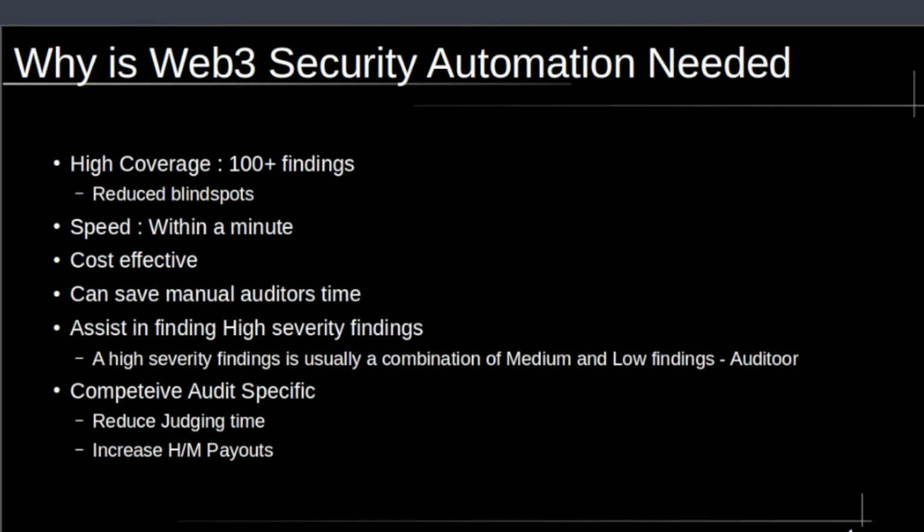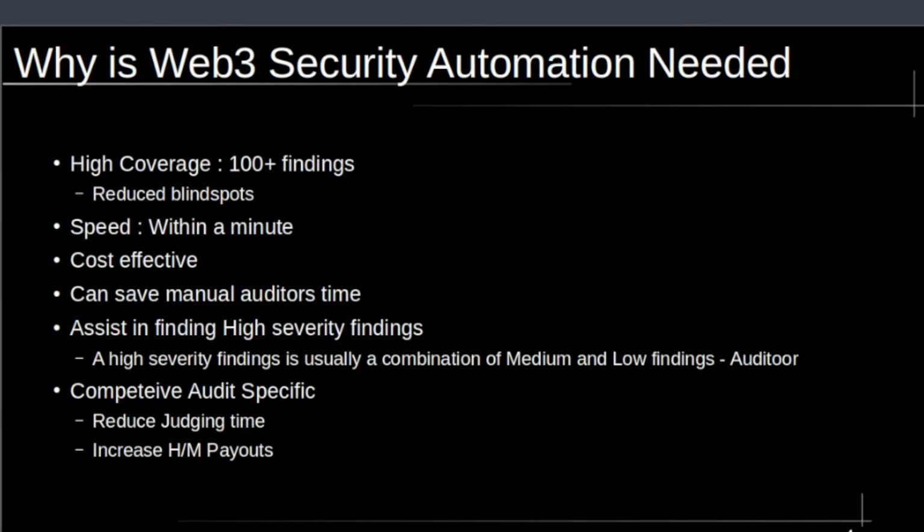Okay, so why is Web3 security automation needed? Why is it necessary? In my opinion, the number one advantage of Web3 security automation is its coverage. Because with automation, you have the potential to scan thousands of code bases for thousands of different issues at the same time, which isn't the kind of coverage you can necessarily get as a manual auditor, because you can only look at one particular code base at any given time, and you don't have thousands of different vulnerabilities in your head simultaneously as you're reading the code.